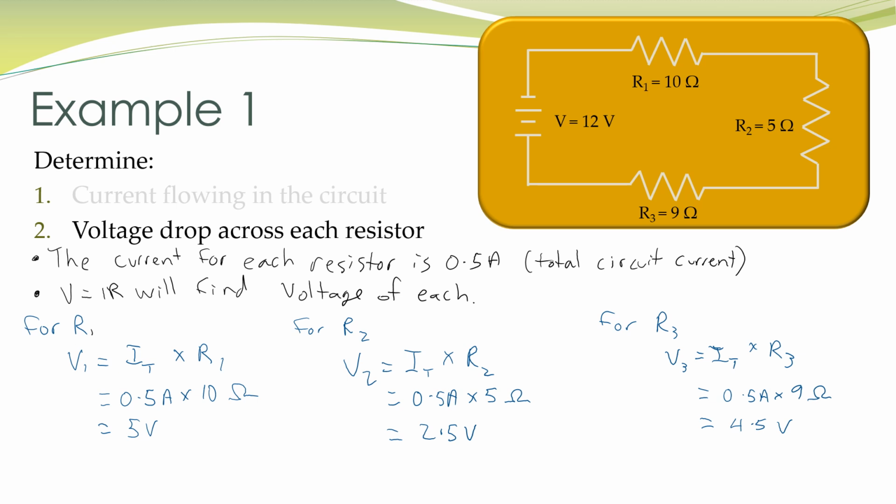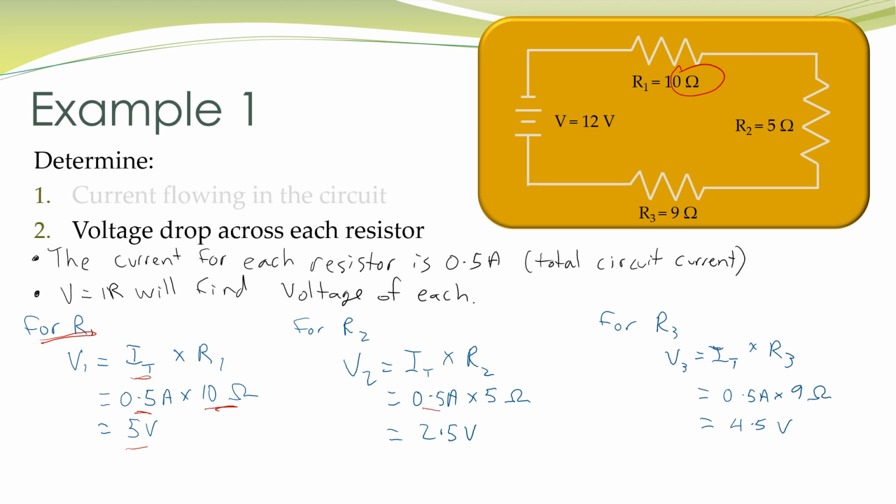So very straightforward, V equals IR. Look at our first one here over on the left. My current is 0.5 amp because that's the total circuit current. My resistance, 10 ohms, 0.5 times 10 is 5 volts. And same with the other two.